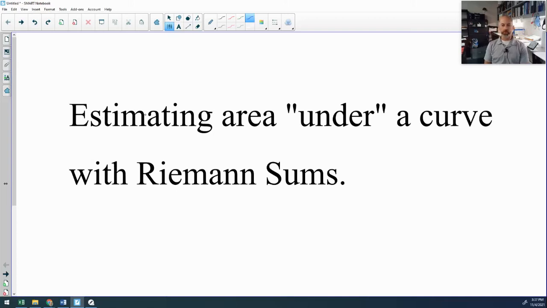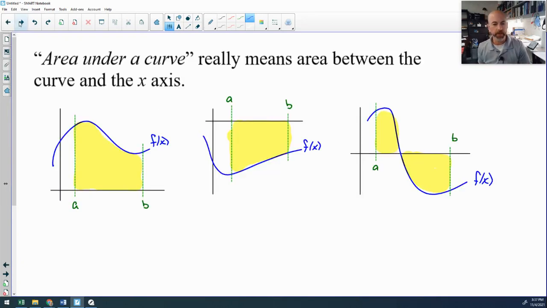Estimating area with Riemann sums. We're going to be looking at area under a curve, and "under" is a little bit of a misnomer here, but it's commonly used when we talk about the area. And when we say under a curve, we really mean the area between the curve and the x-axis.